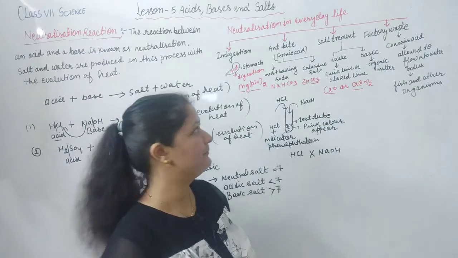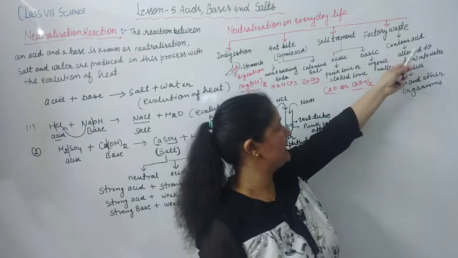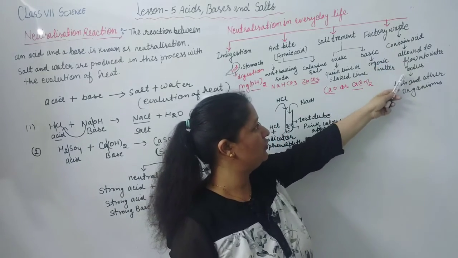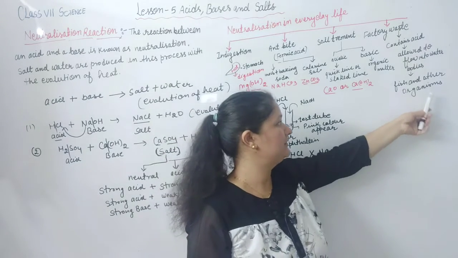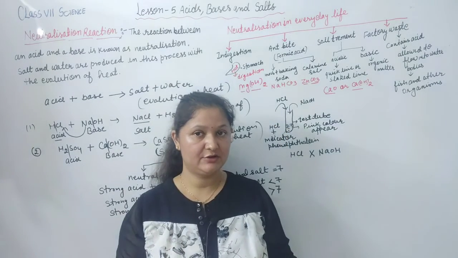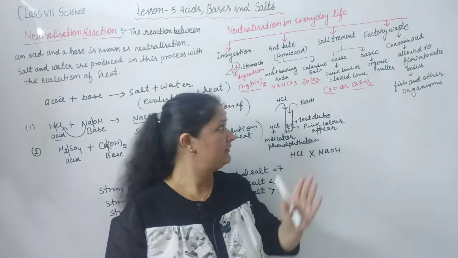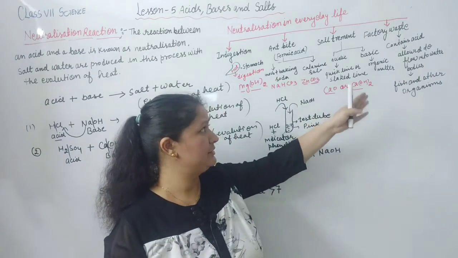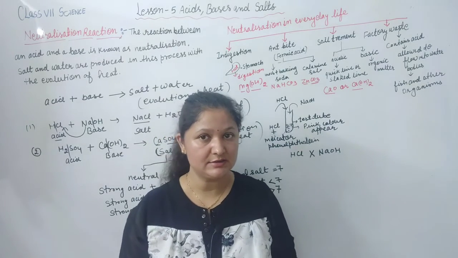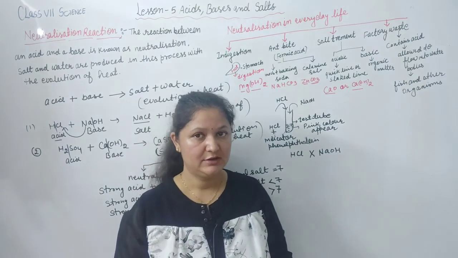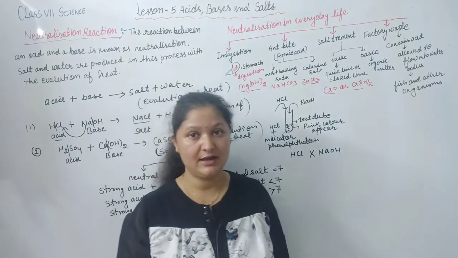Right, students? So last one is factory waste. Factory waste contains acid, and when it is allowed to flow into water bodies, then it kills fish and other organisms. The factory waste is therefore neutralized by adding some basic substances. And if the factory waste is basic in nature, then you can add some acidic substances to neutralize the basic effect. So students, this is all about neutralization in everyday life.